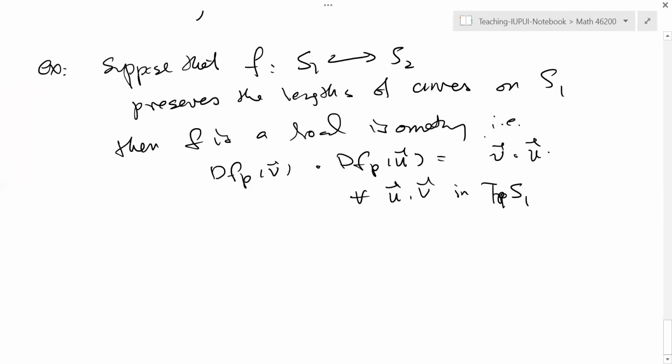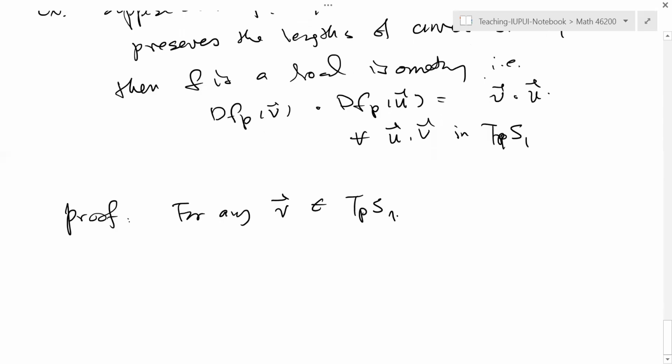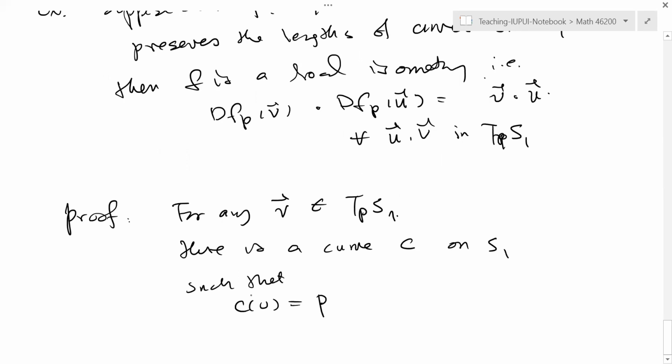How do I do that? How can I prove? Okay. Proof. It's very simple. For any vector, I take a curve such that the tangent vector is v. So there is a curve c(s) such that it's going to be the point P and c prime is going to be v.